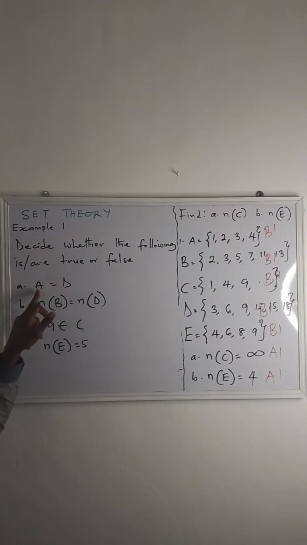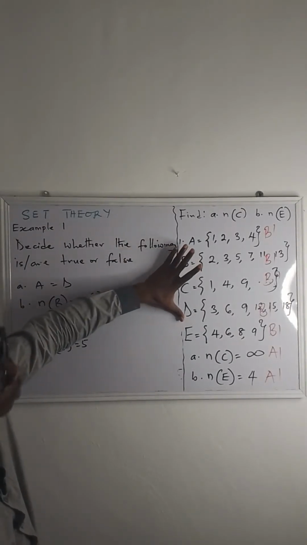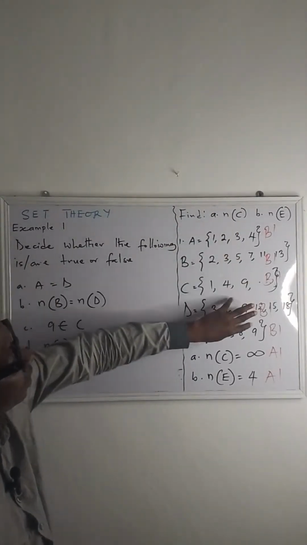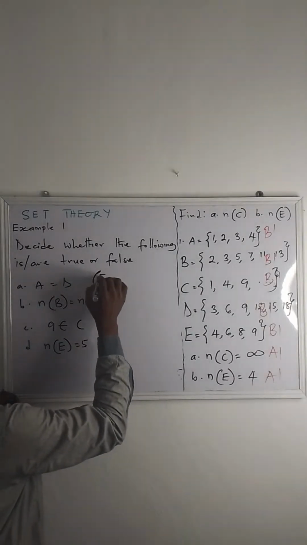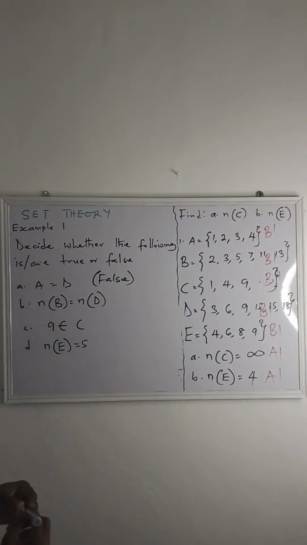Now we have set A equals set D. It's obvious that they are not equal because not everything here is A. So that means they are not equal. So the answer to this is false. Okay, now let's look at the second one.